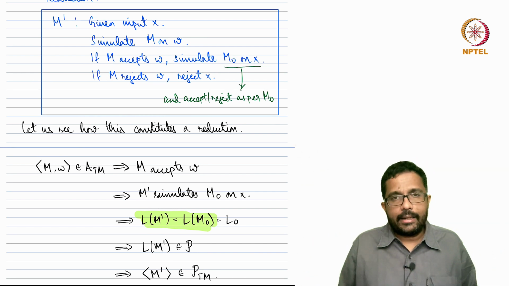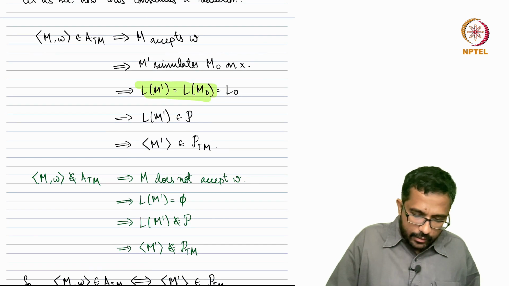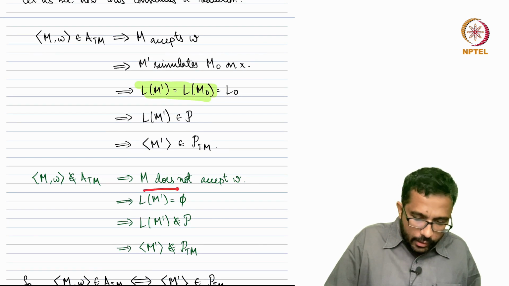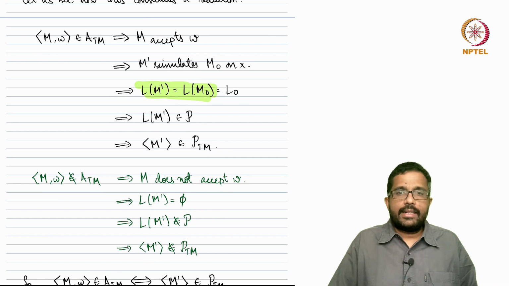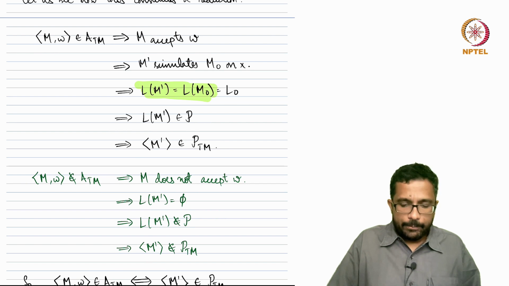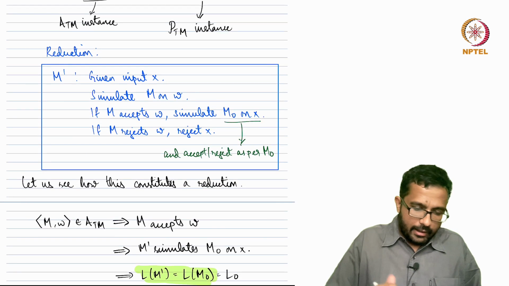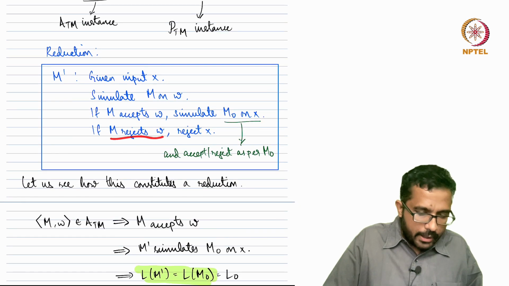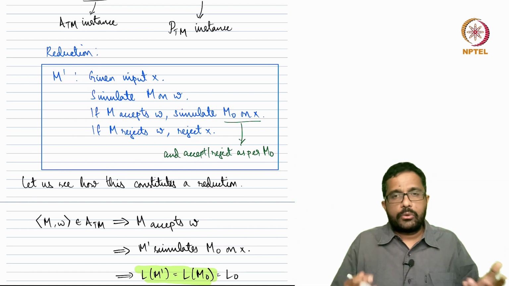So even then M prime does not accept anything. So in either case, the input is not going to be accepted by the machine M prime. Which means the language recognized by M prime is the empty language. Right? Whatever be the input X, it's not going to accept that, because once M rejects W, M prime just rejects X. It doesn't depend on what X was. So we are not doing anything more.